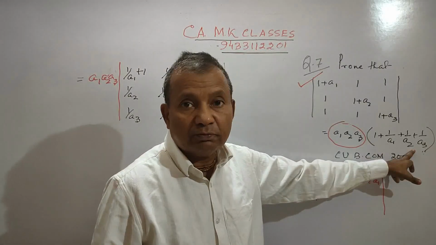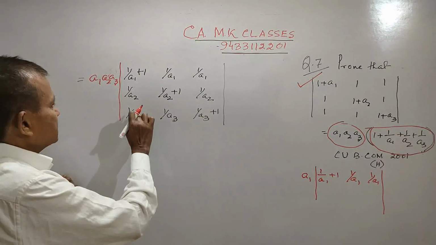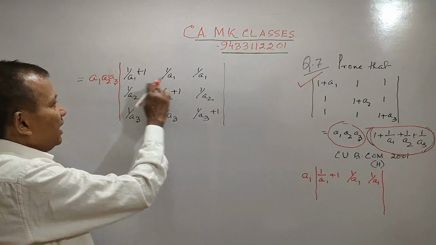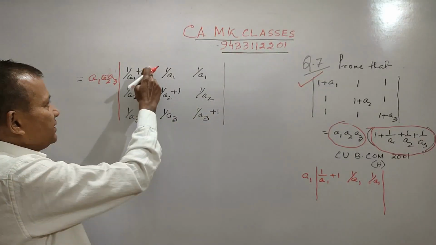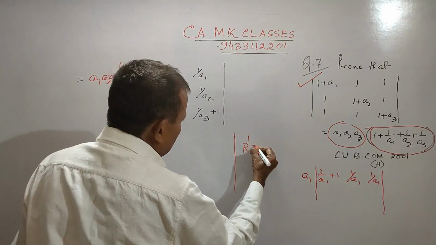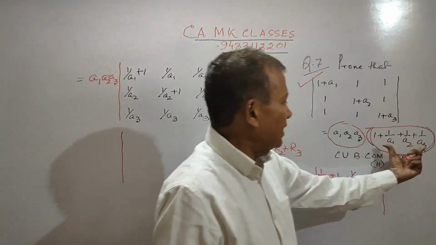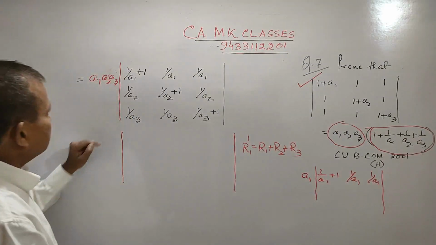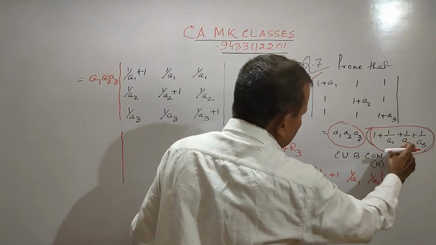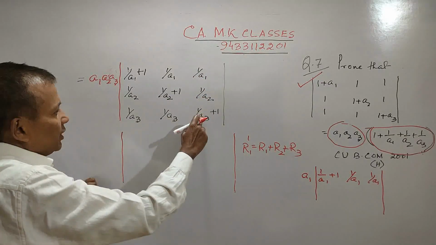Another one is this much. How to bring this particular thing here? If we add this, this is your R1, this is R2, this is your R3. If you add these, that is R1 dash is equal to R1 plus R2 plus R3. You will see this function will be coming everywhere. You will see this will be 1 by A1, 1 by A2, 1 by A3 plus 1. Here also 1 by A1, 1 by A2, 1 by A3 plus 1.